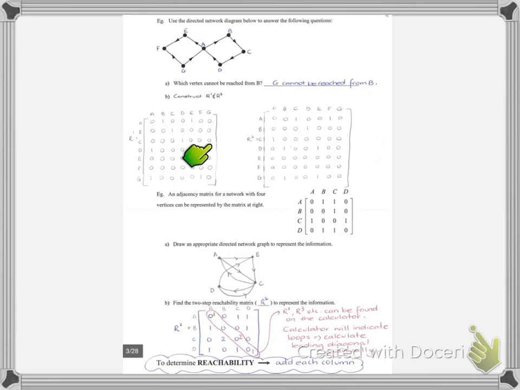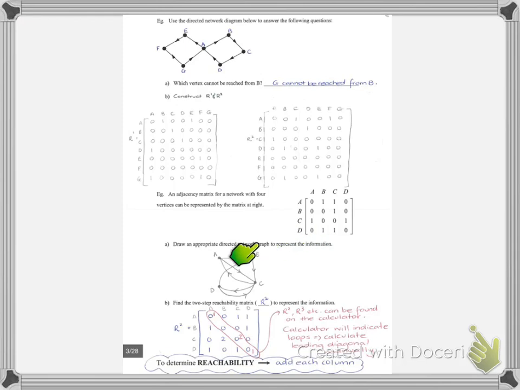Okay, let's look at a situation now where you've been given the adjacency matrix or the connectivity matrix for a network with 4 vertices. Now straight away we can see that if we are at A, firing arrows, we can reach B and C. From B we can only reach C. From C we can reach A, and we can reach D. And from D we can reach B and we can reach C. Now the idea is, can you draw a diagram to show that?